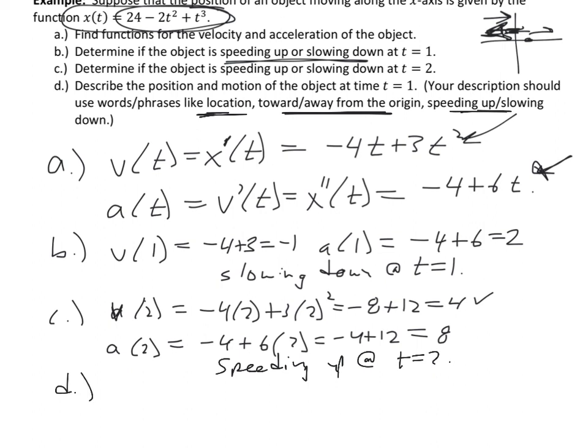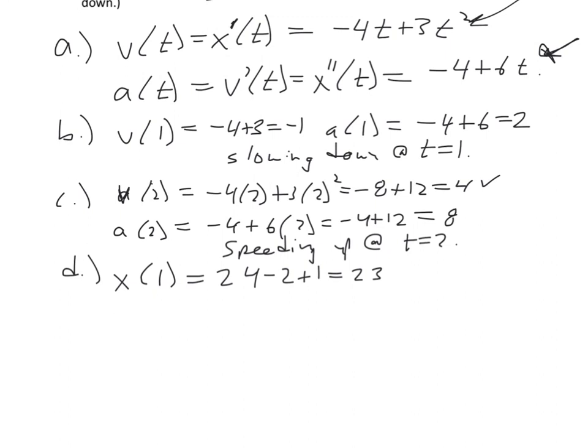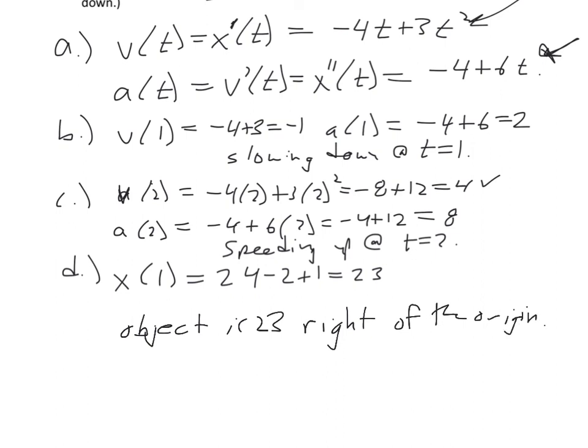So for part D, the first thing I need to do is compute where it is. What is x of 1? Well, when I plug this in, I'm going to get 24 minus 2 plus 1. That's 23. Okay. And now I'm looking at this thinking, okay, so this means that the object is 23 right of the origin. Now, why did I say right of the origin? Well, because this is positive 23, and when we think about our x-axis, we generally think of positive values to the right. So my object is 23 units to the right of the origin.